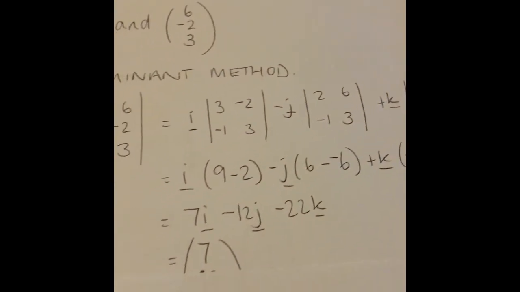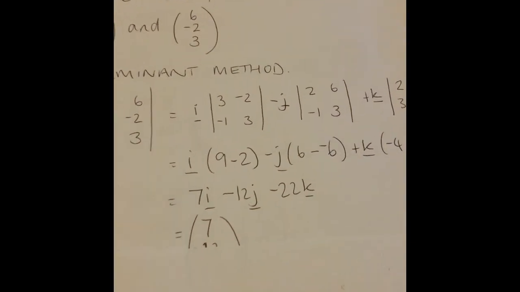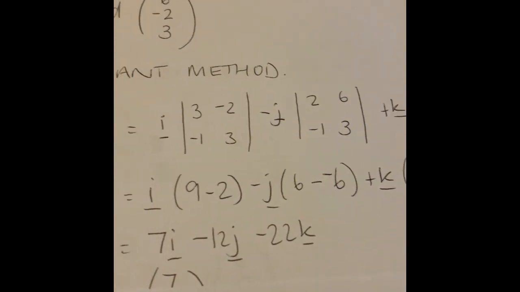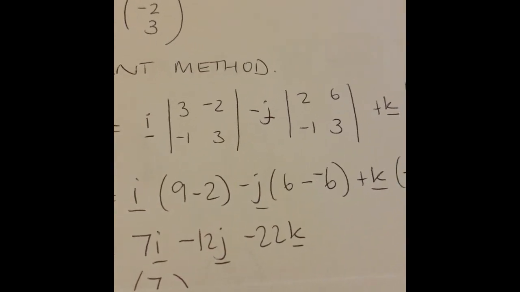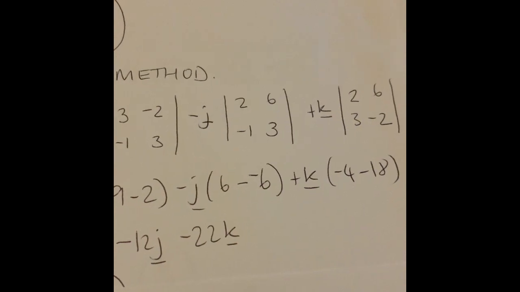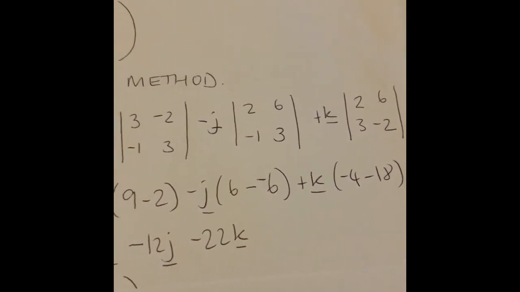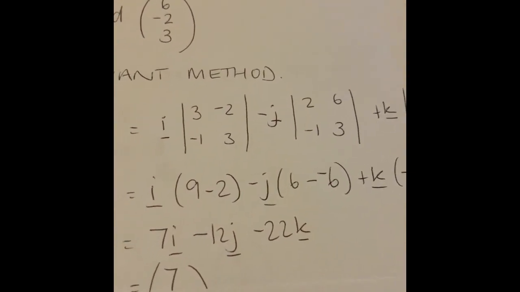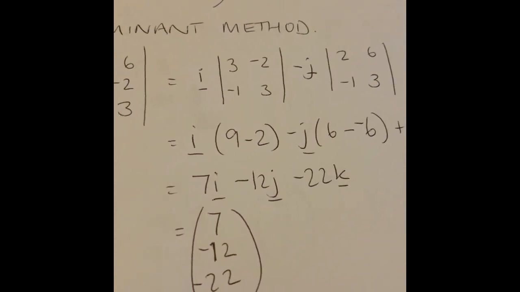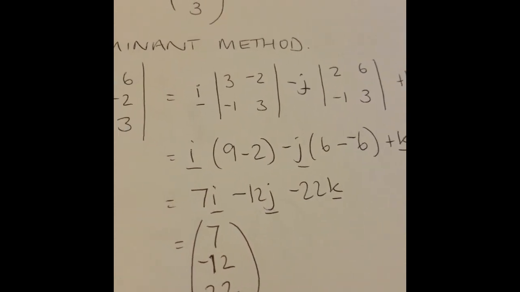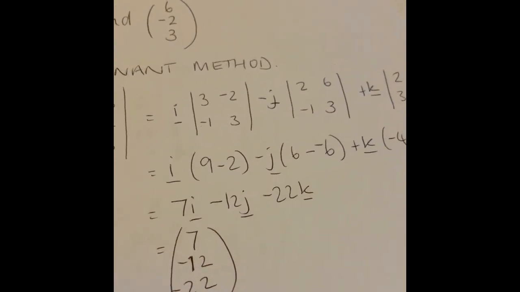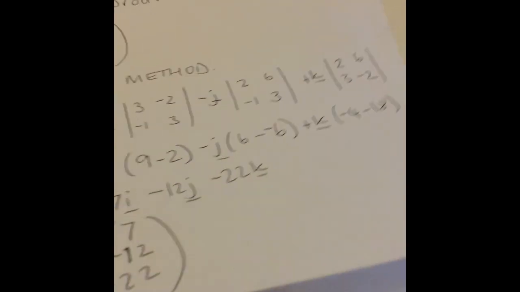So you set that up, and you then go and you find your determinant, just like you did when you were doing your matrices and just like you did in Pure Core 1. So you find your determinant and you end up with your cross product as 7, negative 12, negative 22. So that's the first method.